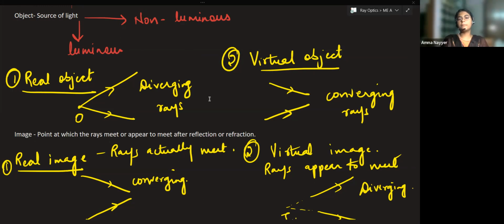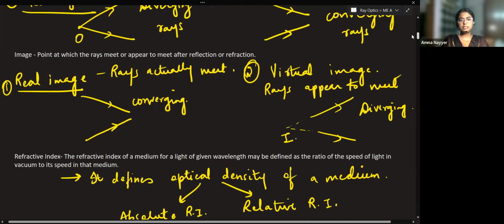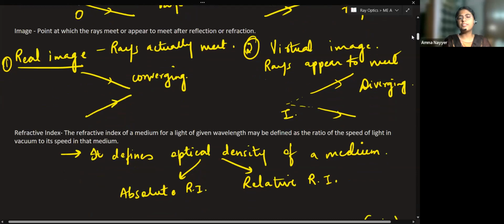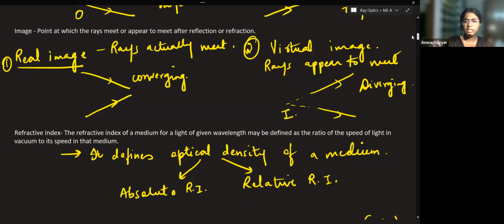Now see, the next topic is refractive index. You have a mathematical definition for it, perfect for writing in your exam. Ratio of this quantity, ratio of that quantity, that you can easily write, that I'll tell you. Before that, what is refractive index actually?